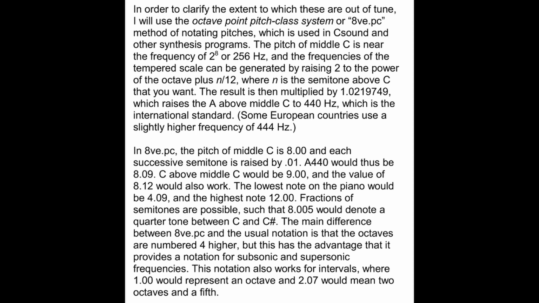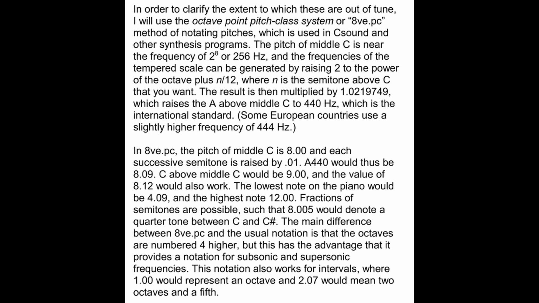In 8ve.pc, the pitch of middle C is 8.00, and each successive semitone is raised by 0.01. A440 would thus be 8.09, C above middle C would be 9.00, and the value of 8.12 would also work. The lowest note on the piano would be 4.09, and the highest note 12.00. Fractions of semitones are also possible, such that 8.005 would denote a quarter tone between C and C sharp.